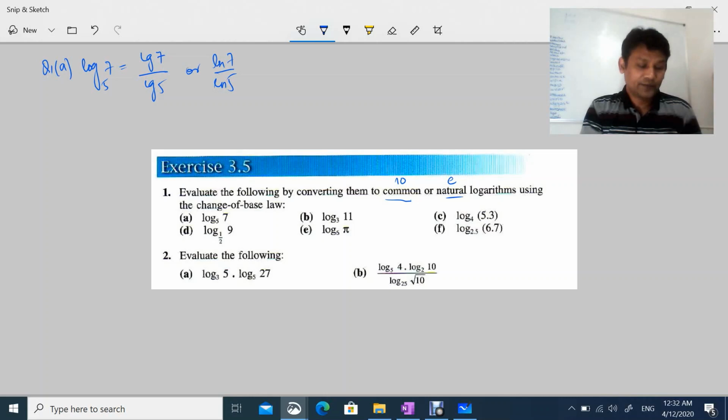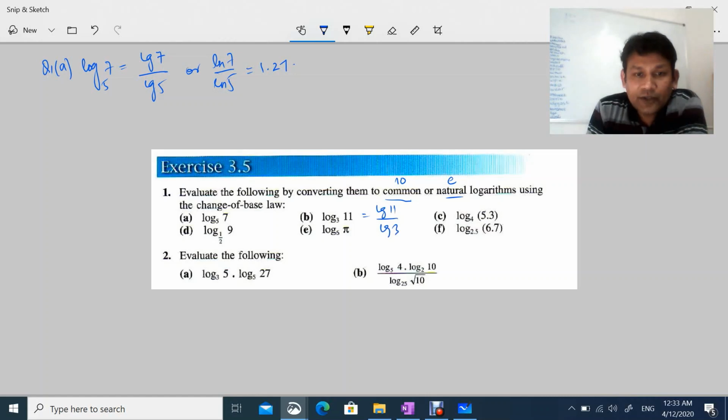Lg 7 divided by lg 5, and you can get the answer 1 point something. Both the answers will be the same, even if you use ln or lg. Lg is base 10 because I have made base 10 the third base. The next one, 1.21, will become lg 11 upon lg 3, and you can do it. And I would like to move to part F. You can write lg 6.7 divided by lg 2.5, and please do it.